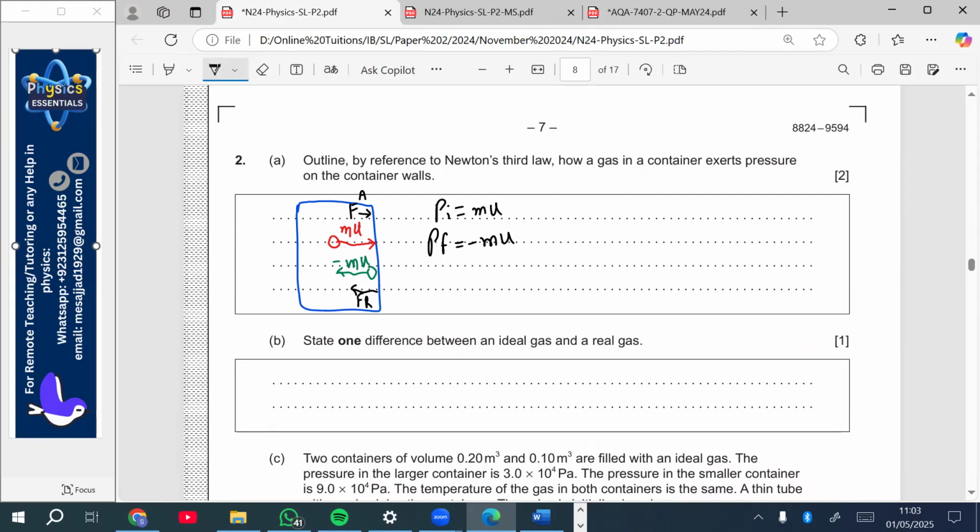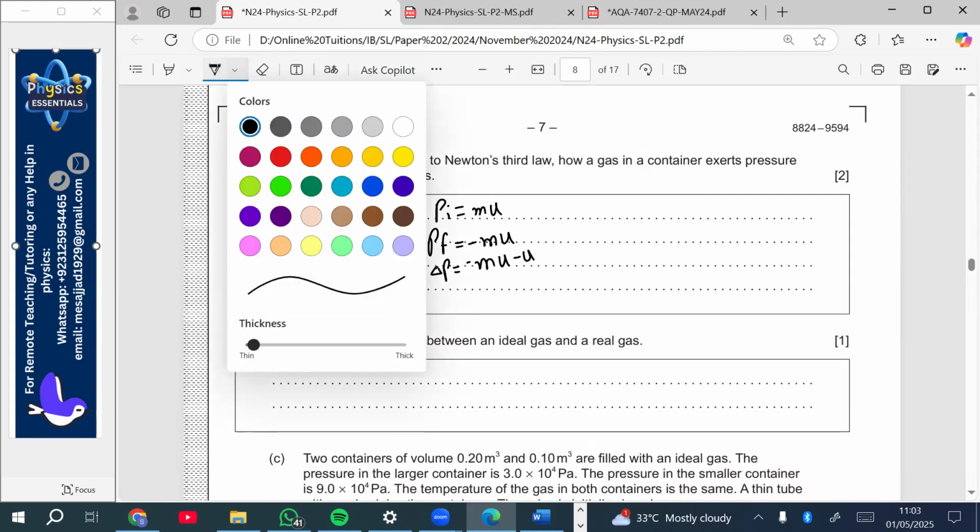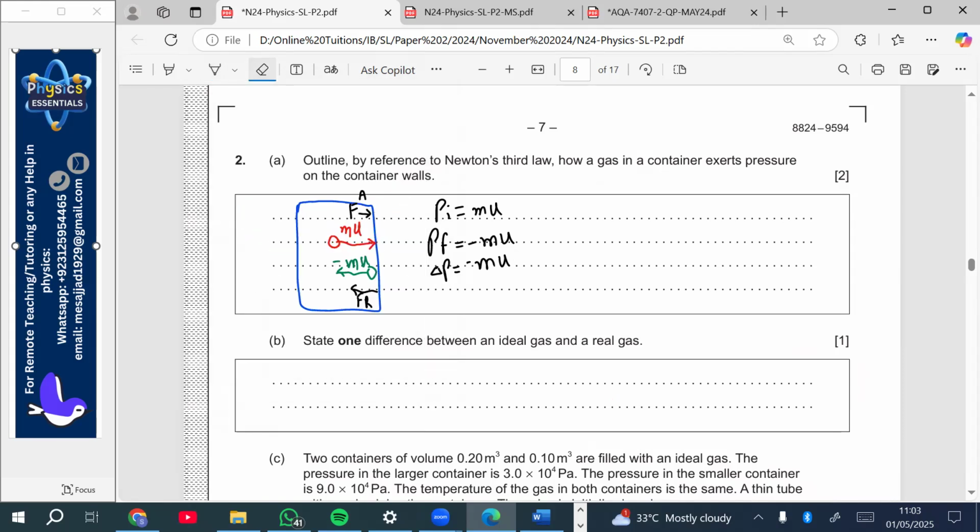So what is the change in momentum? The change in momentum is actually final momentum minus initial momentum, and you have a change in momentum as minus 2 mu. Got it? So that shows when you have a change in momentum, it means it will take some time to get this change in momentum.